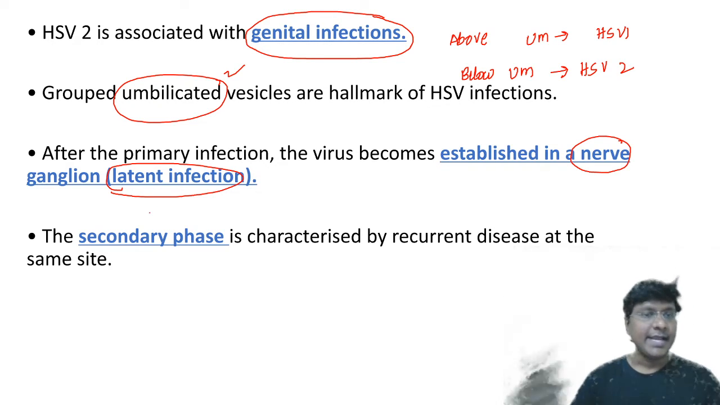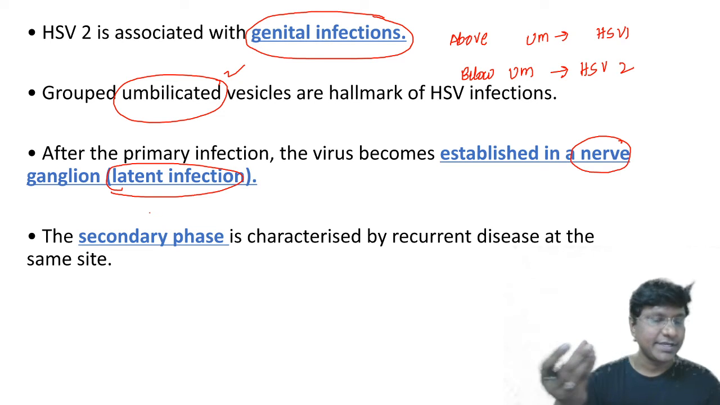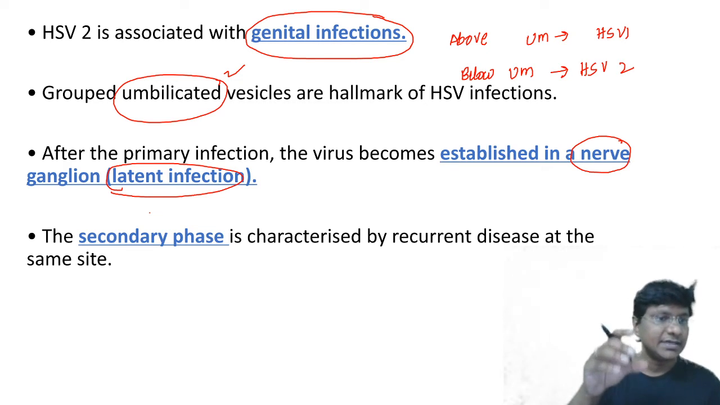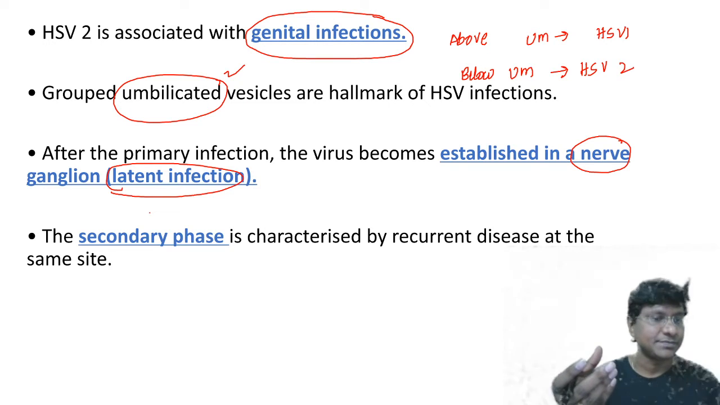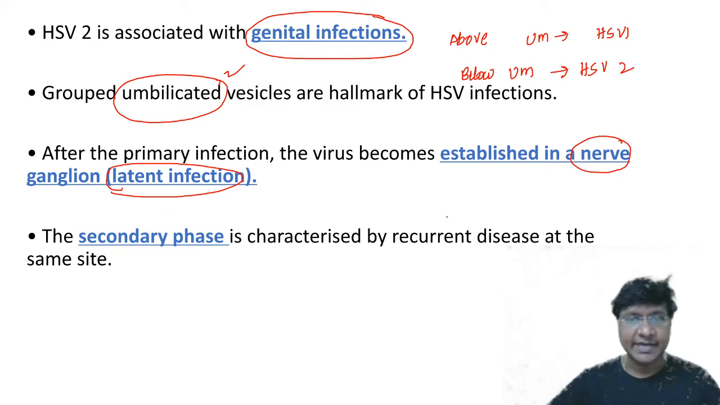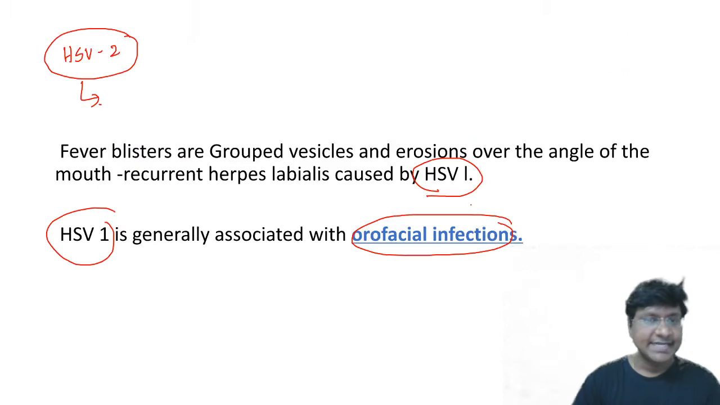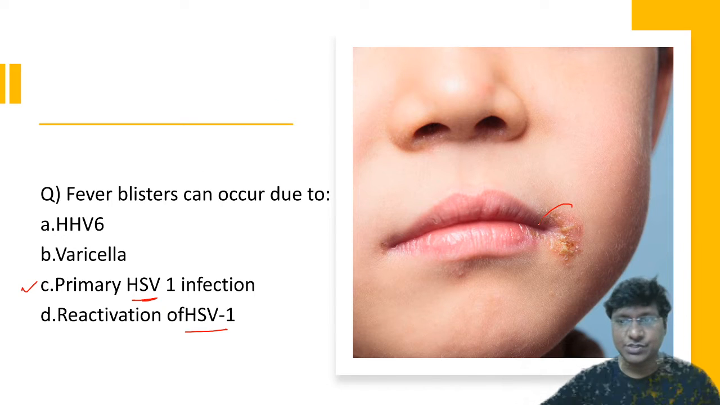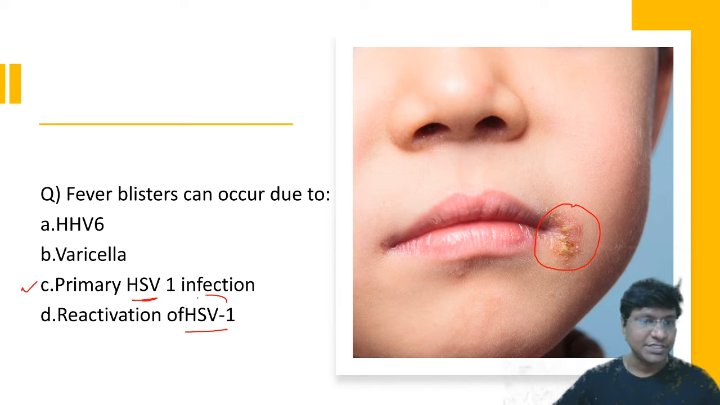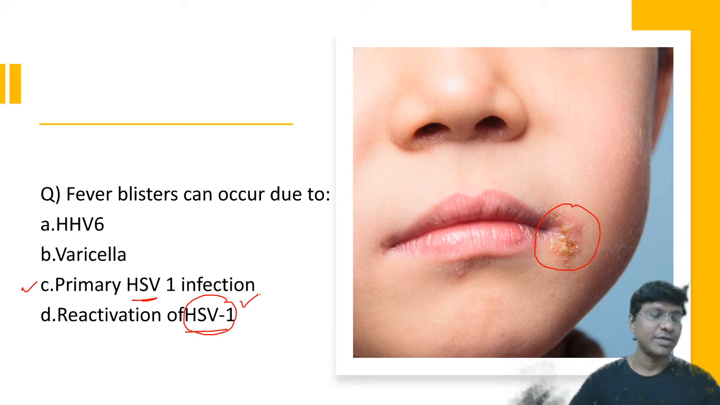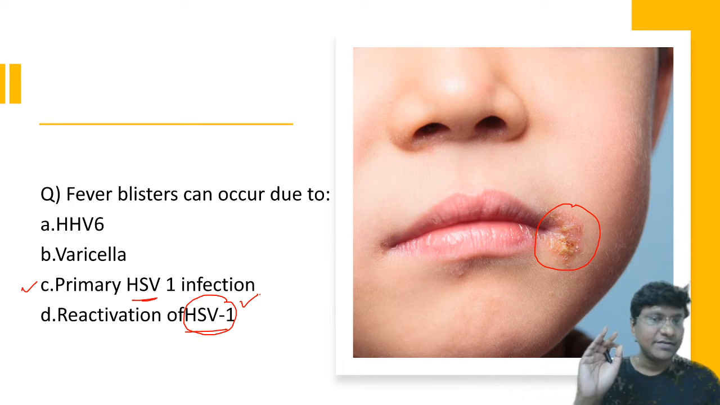After the active infection, the HSV virus will go into the nerve and be present as a latent infection. The secondary phase is characterized by recurrent disease. Whenever there is recurrent disease, that is when these fever blisters appear in patients affected with HSV1. To summarize, fever blisters can occur due to reactivation of herpes simplex virus 1. It is not due to primary HSV1 infection. This is a very important point everyone should remember.